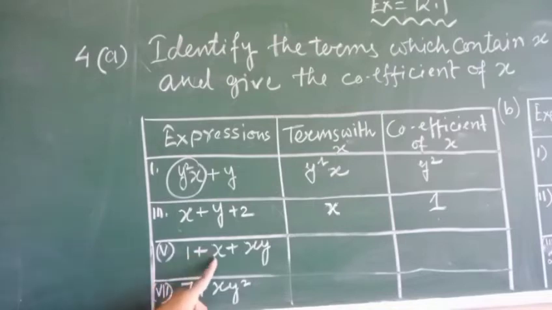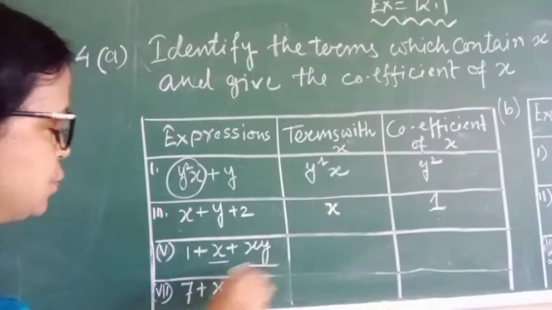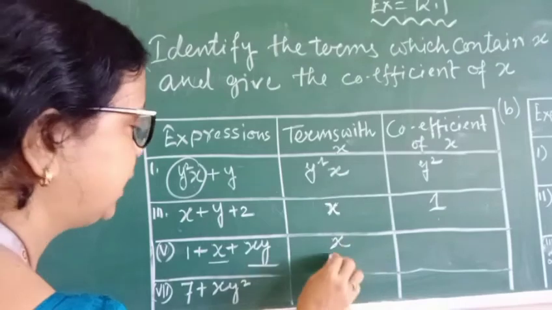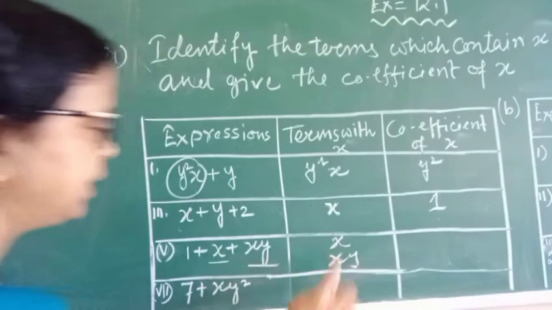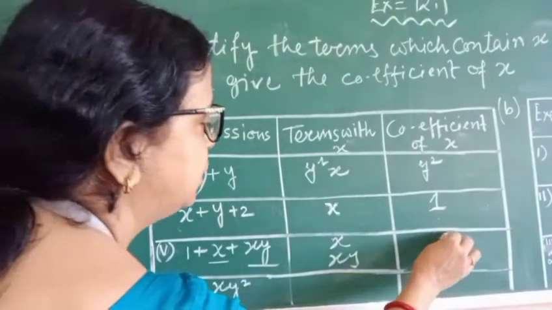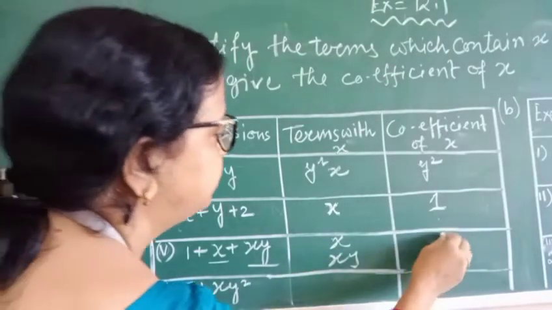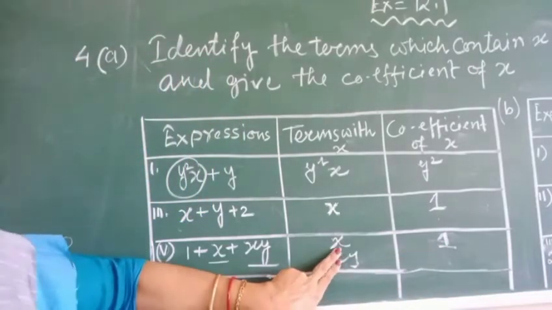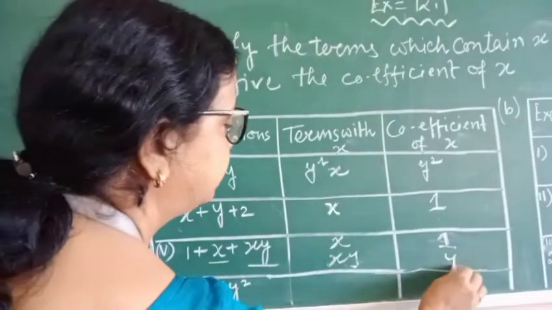Next, 1 plus x plus xy. Here this term is also containing x and this term is also containing x. So we are finding two terms here. One is x and another is xy. These are the two terms which contain x, and for this term you can see that the coefficient is 1, as there is nothing, which means 1 times x. So you can write 1. And for this one, what is the coefficient of x? Yes, you can write that the coefficient of x is y.